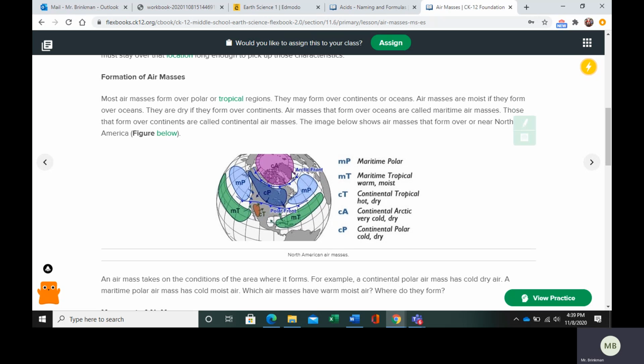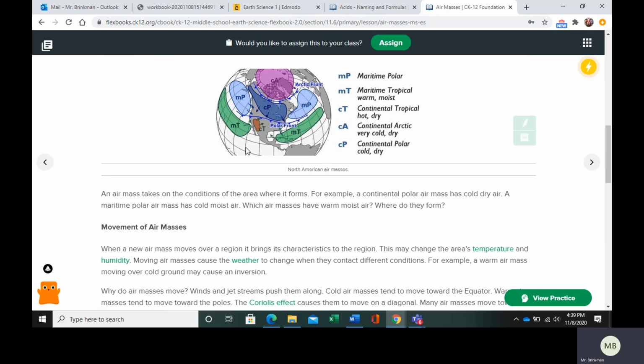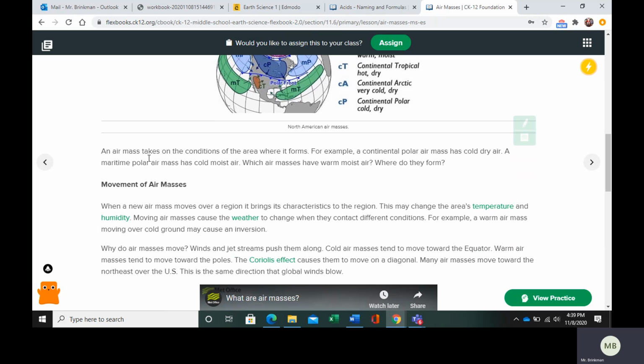Here's an image below showing all the air masses that form over or near our continent. An air mass is going to take on the conditions of the area where it forms. So if it is continental polar, it is going to have cold, dry air. If it's maritime polar, it is going to have cold, moist air.